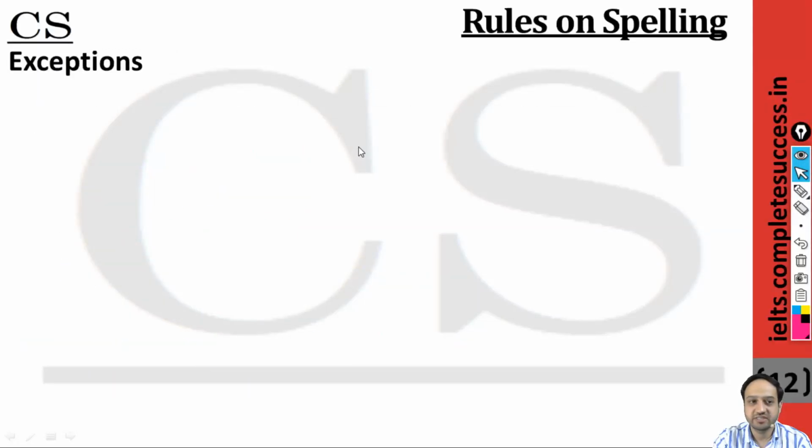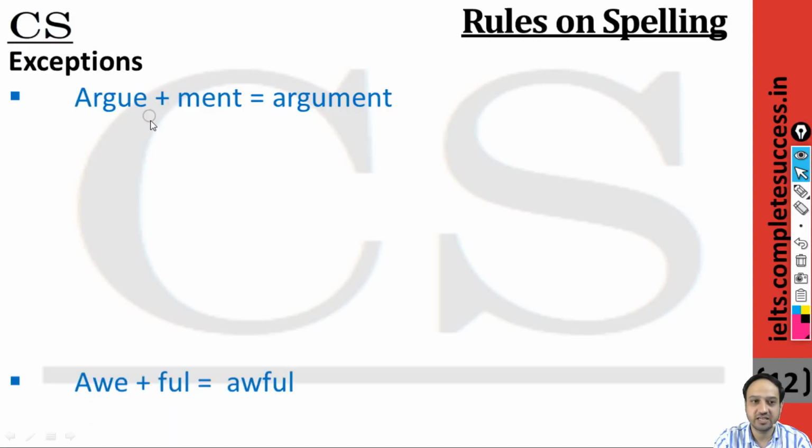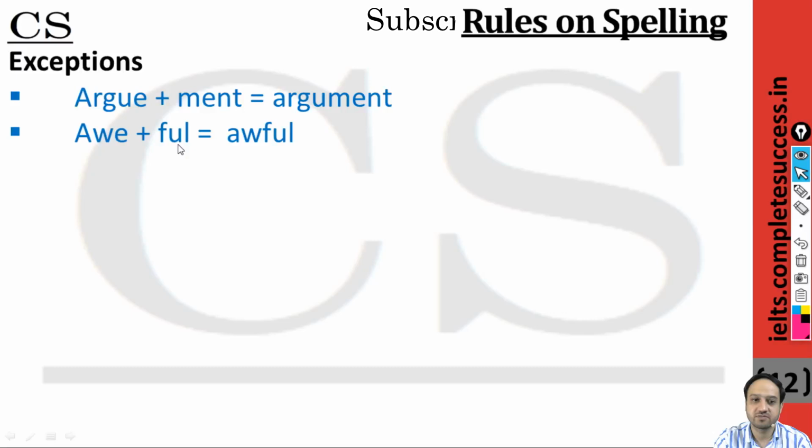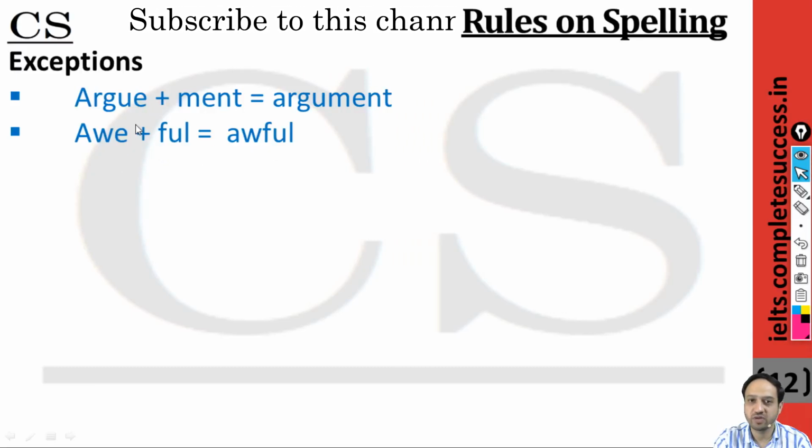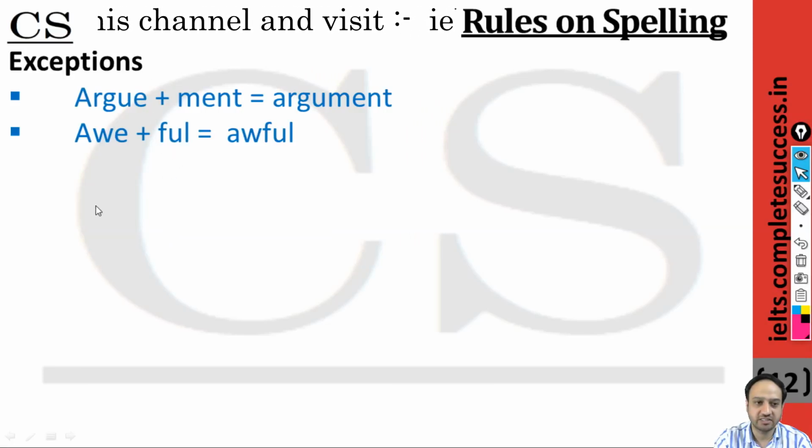So there are two exceptions to this section. First is argue plus ment, argument. In this case we will drop the letter E. And awe plus ful, awful. Again we have dropped the letter E. So you can remember, you can mug up these two exceptions.